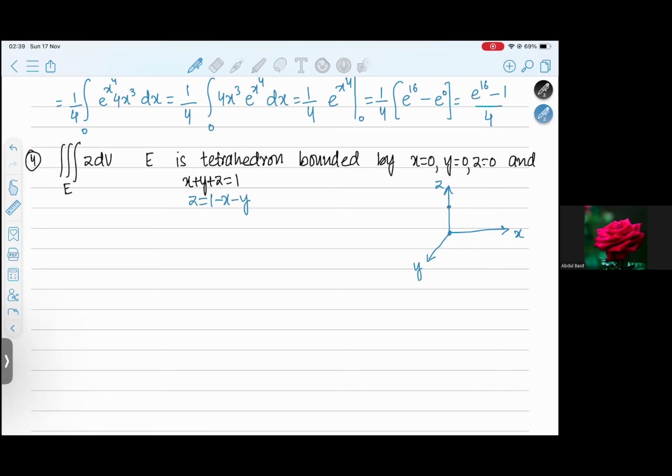And again, if y is equal to 0, it will intersect the y axis and the x axis at 1 and 1 as well. Okay, so if I draw this, this will be a triangular type region which lies in the first octant, right? So in the first octant we are evaluating this integral, over this triangle type of region, right? So basically we are evaluating this in 3D, right?